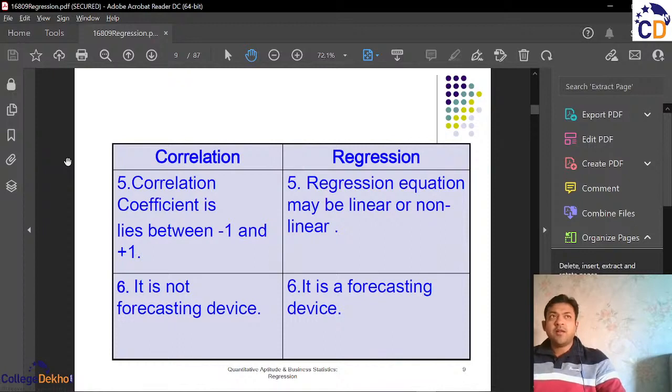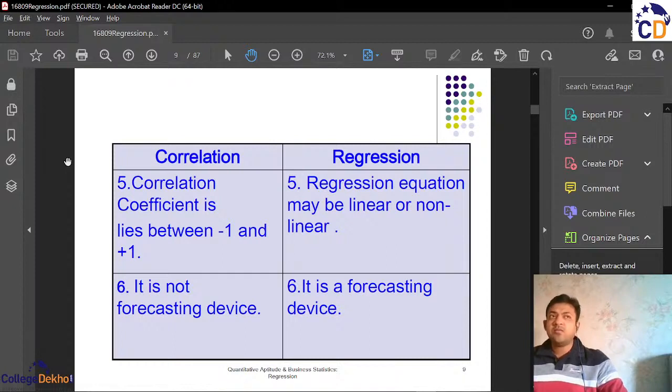Interestingly, the value of correlation coefficient should always lie between -1 and +1. And the value of regression may be either linear or non-linear. And since it is an equation, there is no question of a fixed range of values.